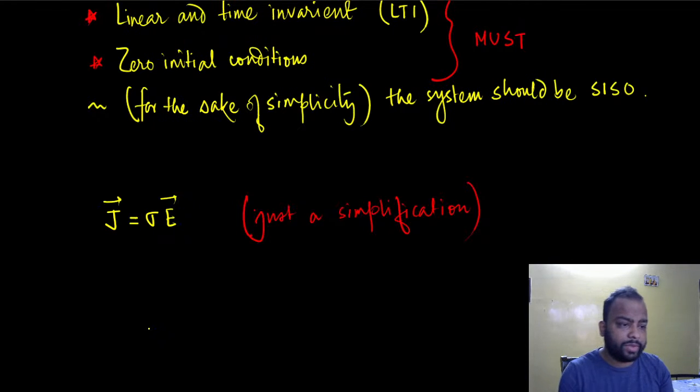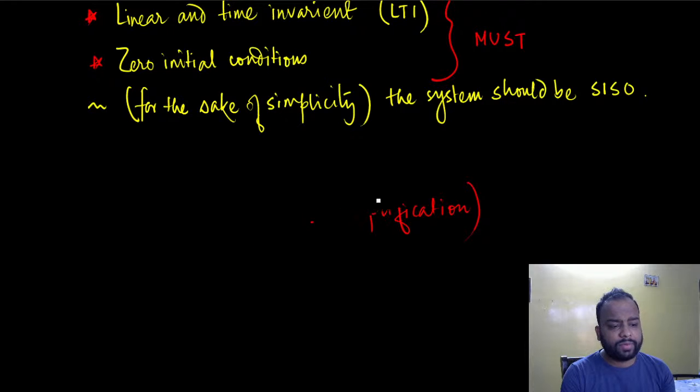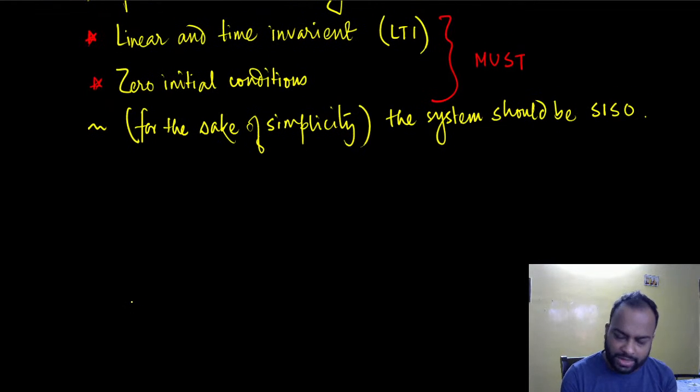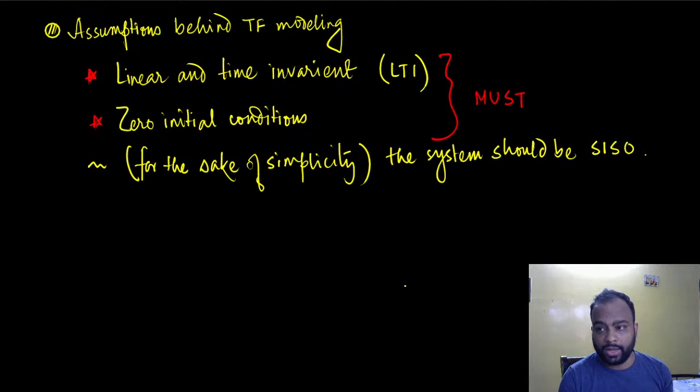Keep that in mind. So in reality, systems are mostly non-linear. We only assume linearity about the operating point. Many systems are time invariant, and many systems are time variant. For the most part, we hardly ever find systems that carry zero initial conditions. Most systems do carry non-zero initial conditions. Also, for the sake of simplicity, we assume single input, single output systems while modeling with transfer functions, and I will give you a proper example later that will showcase all these things.